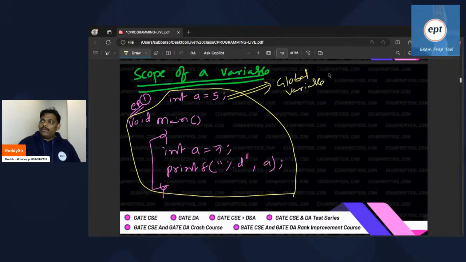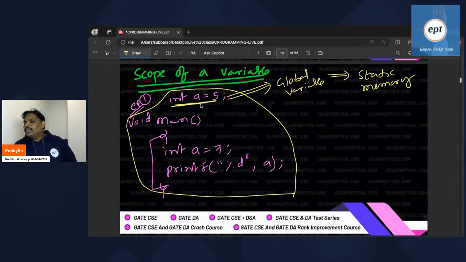Remember, global variable memory will be allocated in the static area. In the memory, one of the portions is called static memory. So if you want to store something, memory is required, so you have to declare. When you declare, the meaning is I want memory for my variable a.